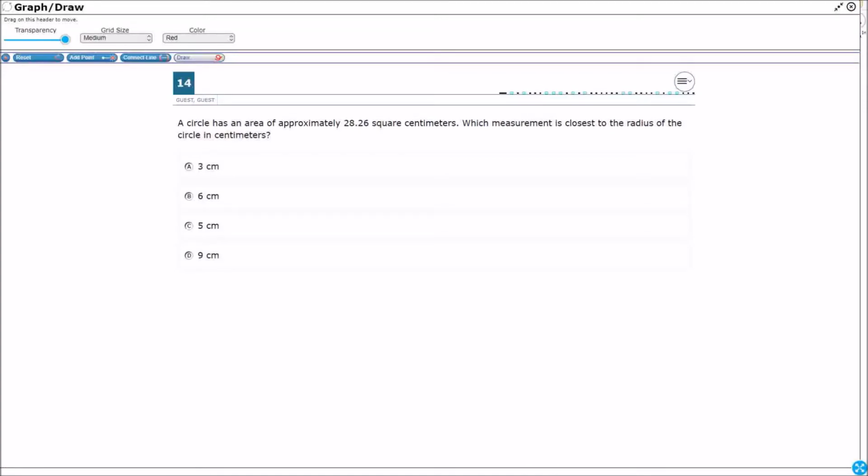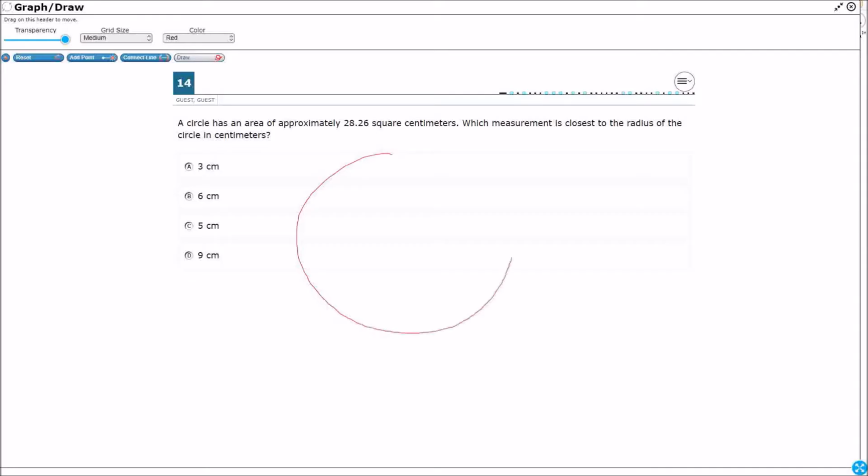All right, so we have a circle with an area of approximately 28.26 square centimeters. We need to find the measurement closest to the radius. Let's draw so we have a general idea of what we're talking about. Let's pretend this is our circle. We've got a few different things that we can measure for the circle.